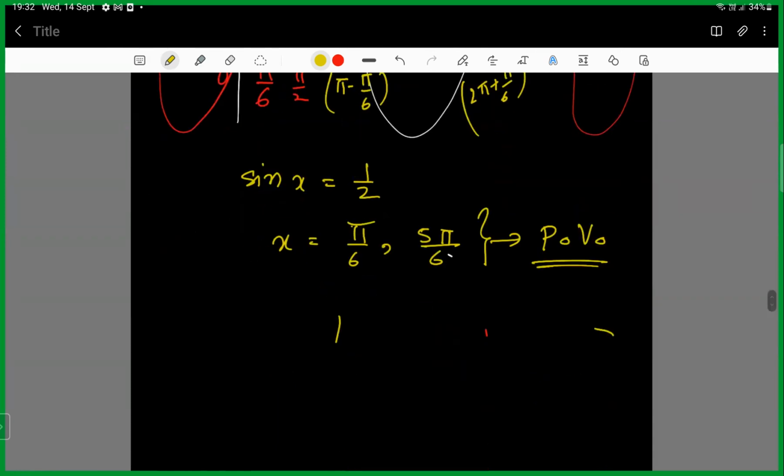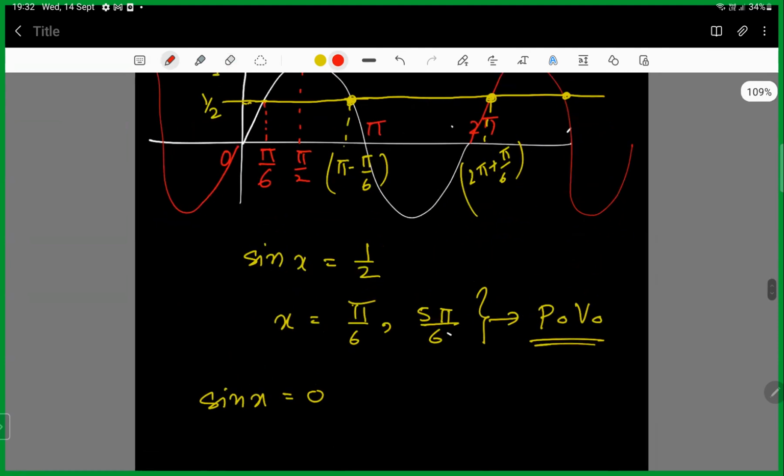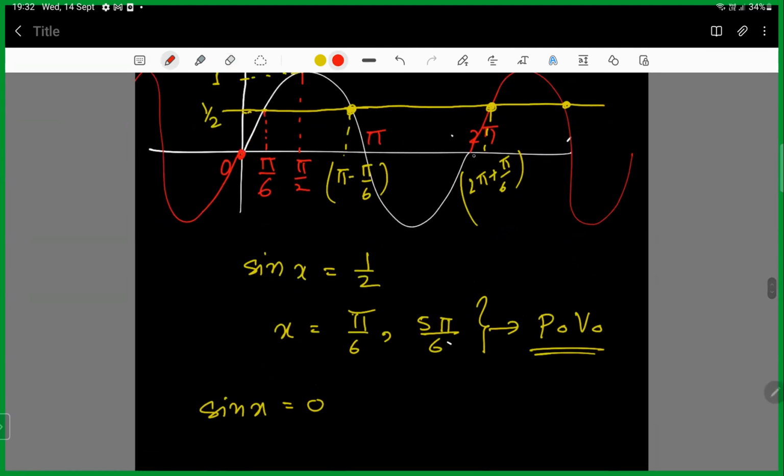Like if sine x is equal to 0, and this is valid for all trigonometric ratios. Now, if sine x is equal to 0, just look at the graph, where all we are getting 0. One is here and one is here, and one is here, isn't it? There are three points where we are getting 0. So these 2 pi are nothing but 0s, right? So either you can write 2 pi or you can write either of them. That means the principal solution is 0 and pi, or pi and 2 pi.